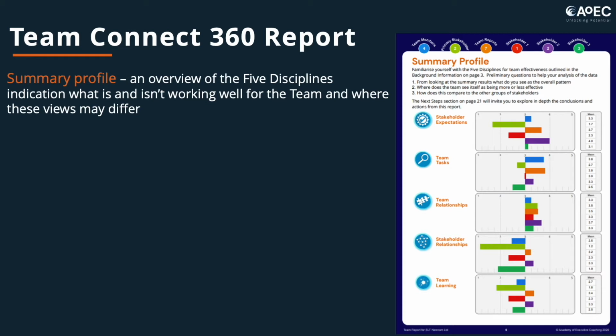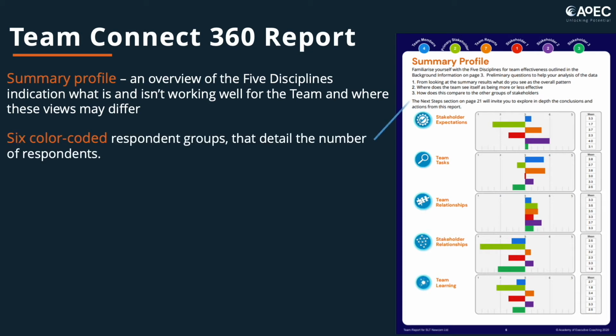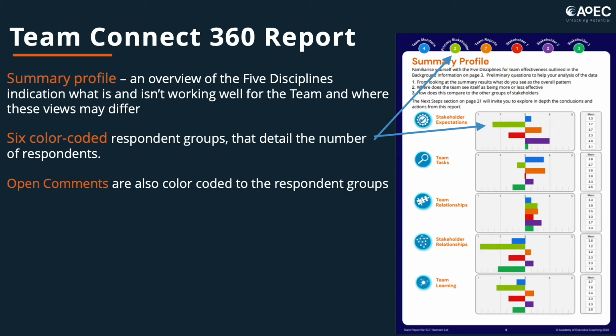So this page shows the summary profile, an overview of the 5 disciplines, indicating what is working and what isn't working for the team, and where these views may differ. There are 6 colour-coded respondent groups, team members, and 5 stakeholder groups, and each circle indicates the number of respondents in that group. These relate directly to the bar graphs in the report. The open comments are also colour-coded for the respondent groups.